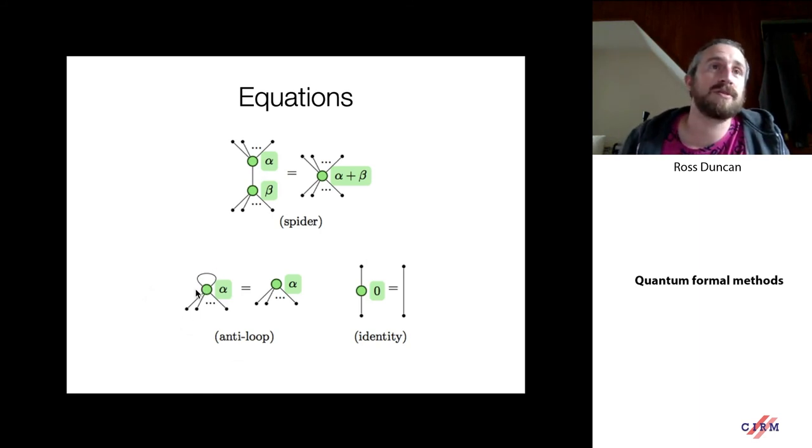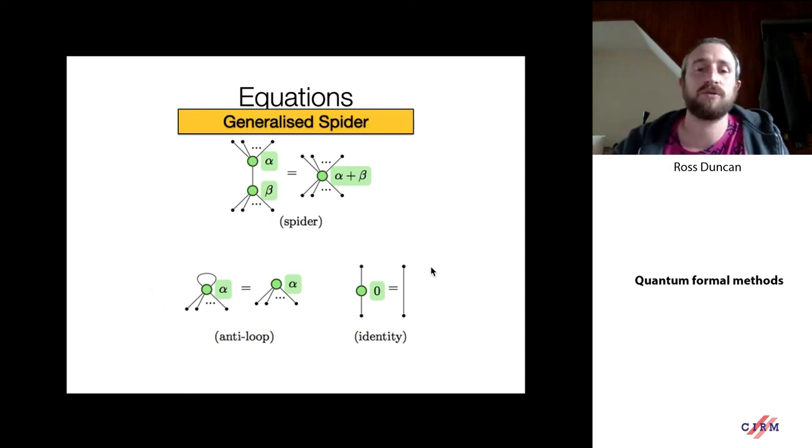Having a loop doesn't matter, I can drop the loop. And lastly, if I have one in, one out with a rotation angle of zero, well, Z rotation of zero is just nothing, so I can just drop the vertex and just have a wire. So these three things together are called generalized spider rules, and they basically say if you've got a subgraph which consists all of the same color, then you can just contract it down to one vertex, or perhaps even none if it's like this.